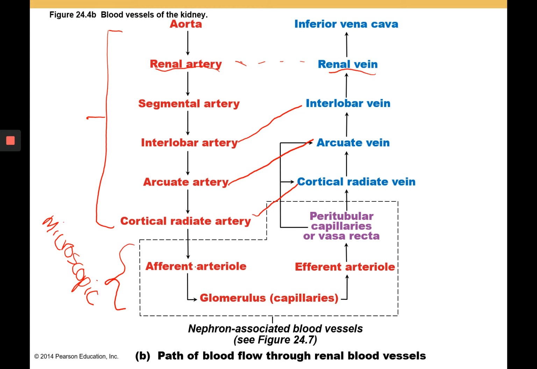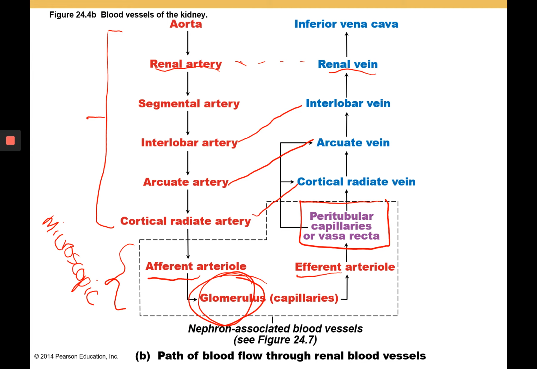The afferent, like arrive, is going to bring blood to the first capillary bed. The efferent, like exit, is going to drain the first capillary bed. And once we drain the first capillary bed, we have to move into the second. Remember, depending on the type of nephron we're talking about, it could be peritubular capillaries or vasa recta for that second capillary bed. We'll get to that, but those are your two options for the second capillary bed.